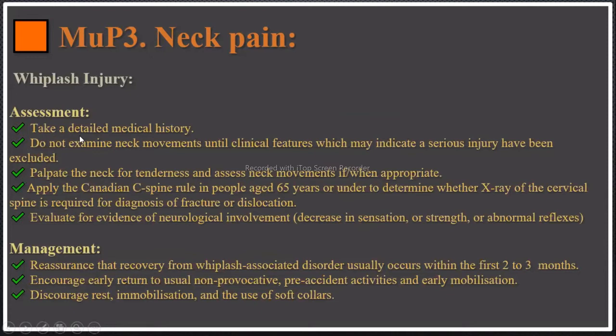Assessment. So history taking. Don't examine neck movements until clinical features that may indicate serious injury have been excluded. So you will check cervical clearance. We will discuss later the Canadian spine rule and the NEXUS rule to exclude any injury first. After that, you can examine the patient.